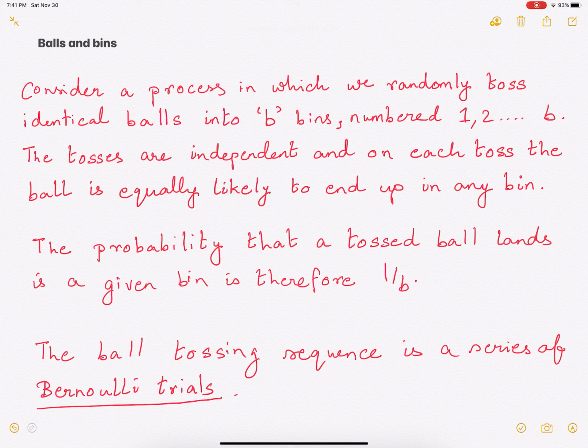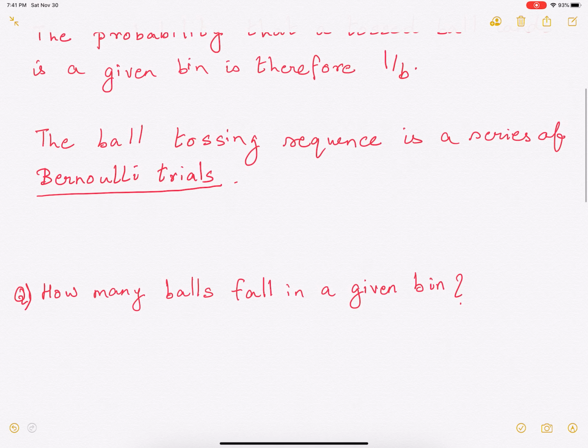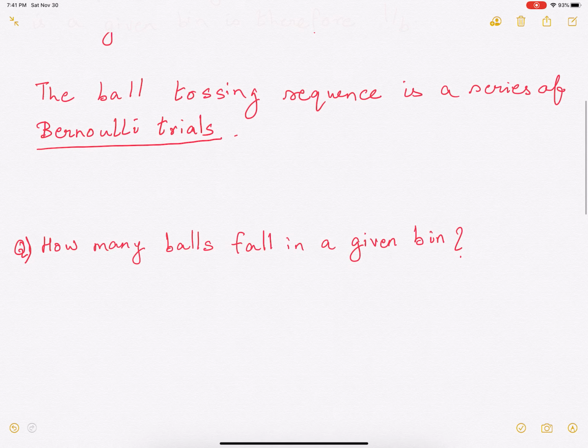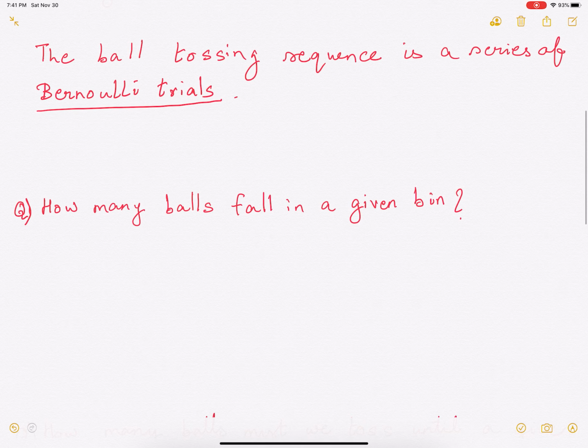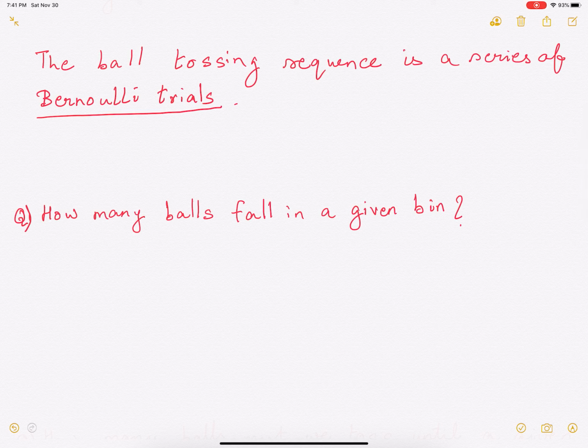Okay, so now that we have understood this particular setting, let's consider the first problem, or this first question, which is how many balls fall in a given bin. Now, to answer this question, let us first try to understand how we can model this problem. The number of balls falling in a given bin can be modeled as a binomial distribution. So this follows a binomial distribution.